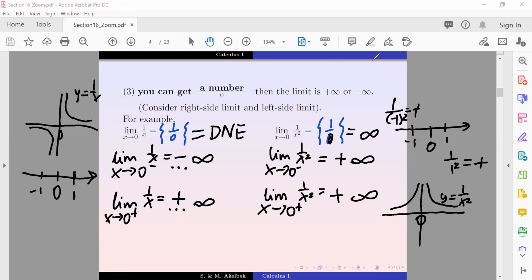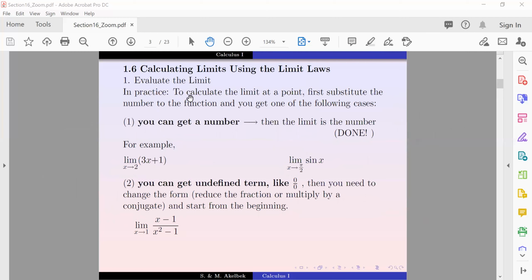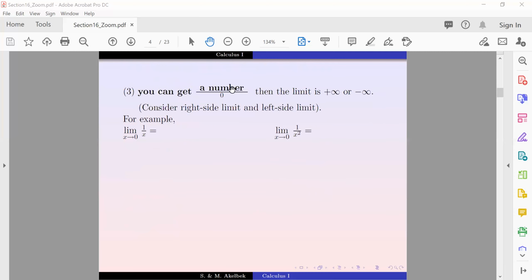No questions, so we're moving on. All right, so these are all 3 cases that we have. Always take numbers, substitute. You can get a number, we are done. You can get 0/0, an undefined term, that means reduce, do something, keep going. And the 3rd case is you can get a number over 0. In that case, the limit would always be either positive or negative infinity.